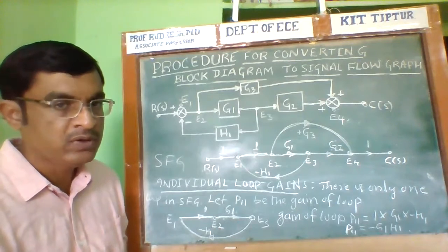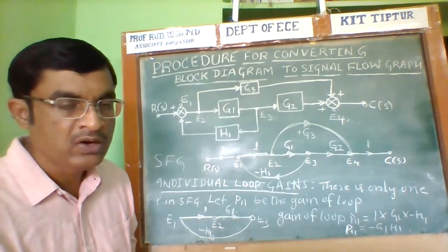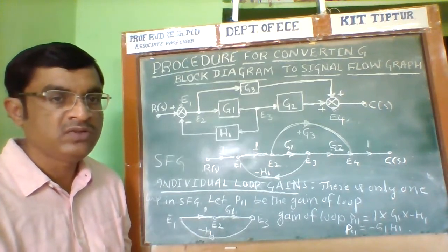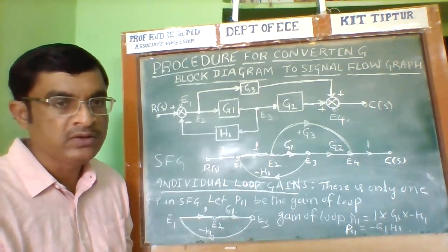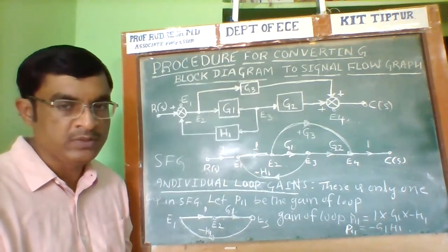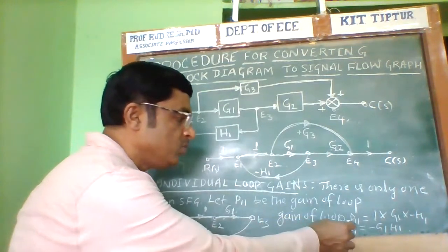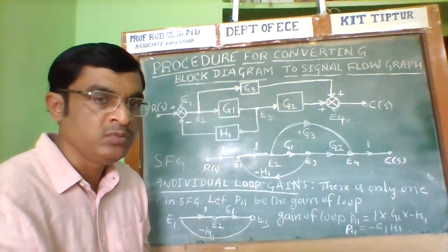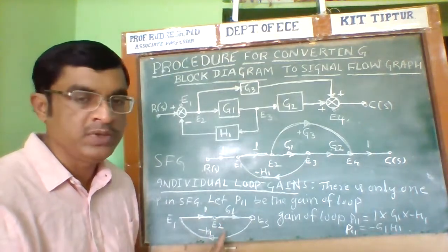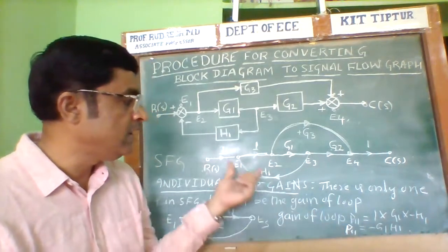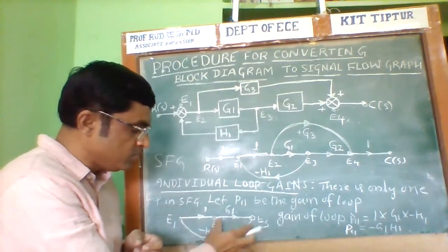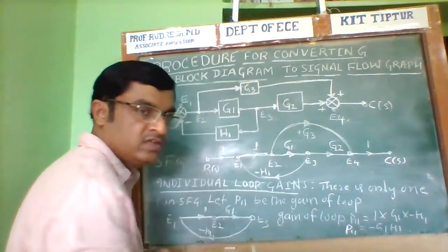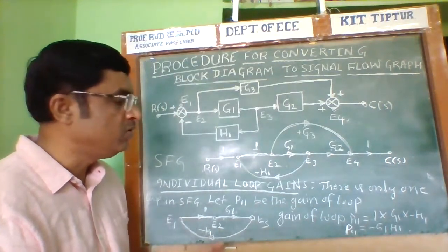I am using the convention P11 for the first loop, P22 for the second loop, and similarly P33 for the third loop. It is a convention. You can use any name, such as L1, L2 for the gains; you can use those variable names also. Here P11 is the loop gain of the first loop. Therefore, what is the gain of loop 1? The branch transmittance multiplication: 1 into G1 into minus H1 is the gain of the only loop.